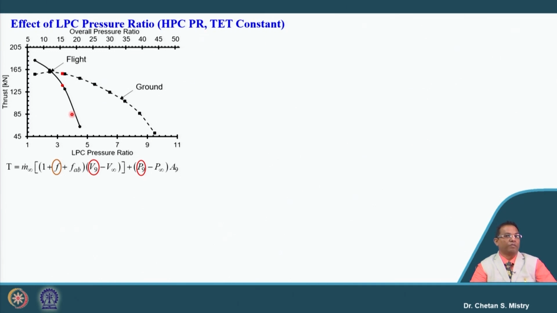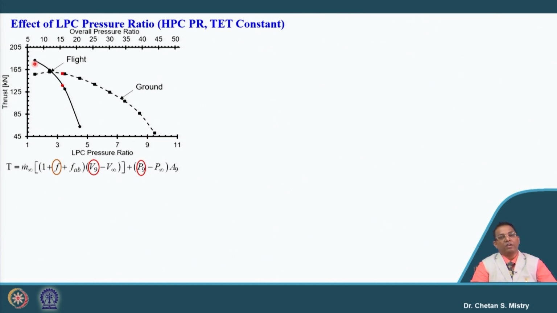Now, it is very important for us to realize the reason why we are not having, say, LP pressure ratio to be more than some number, say 4.5 or so, because the overall pressure ratio we cannot move beyond a certain number. At the same time, if we are looking at a lower overall pressure ratio, our thrust value, compared to the ground condition, is coming to be higher.